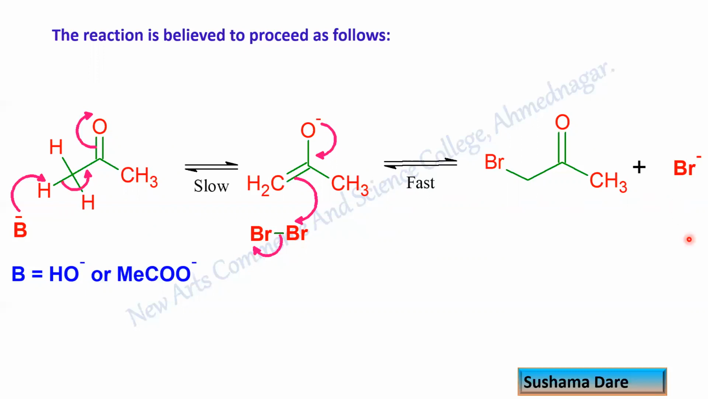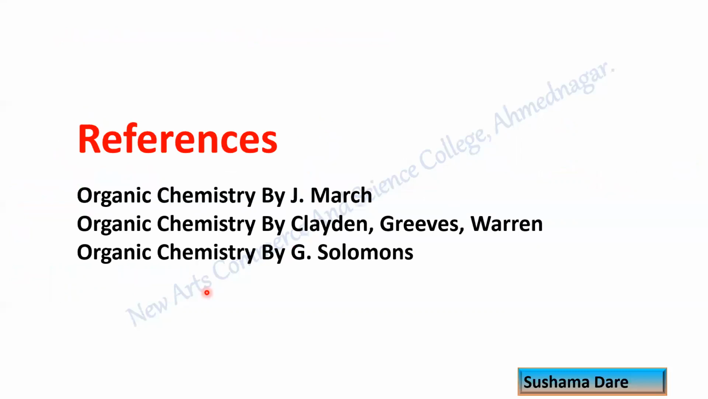So overall, this is alpha halogenation of acetone plus Br minus. So this reaction is catalyzed by acetate ion, as well as this reaction can be catalyzed by hydroxide also. So if the reaction is catalyzed by more than one base, that is, the rate of reaction not only depends on hydroxide, but the rate of reaction depends on other bases, then this is called a general base catalyzed reaction. So for this you refer to the books.